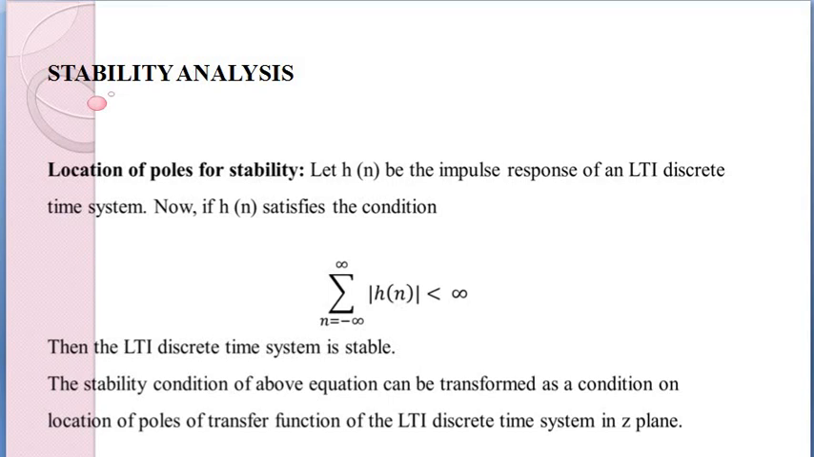Let h(n) be the impulse response of an LTI discrete time system. Now h(n) satisfies the condition for stability: summation n equal to minus infinity to infinity of the magnitude of h(n) should be less than infinity. That means the impulse response must be absolutely summable. Then the discrete time system is said to be stable. The stability condition of the above equation can be transformed as a condition on the location of poles of the transfer function of the LTI discrete time system in the Z plane.